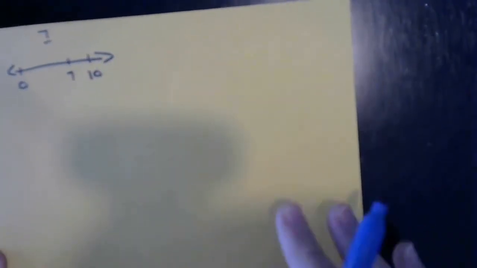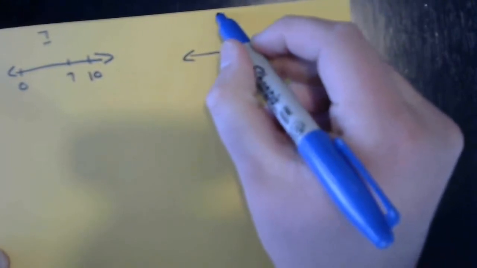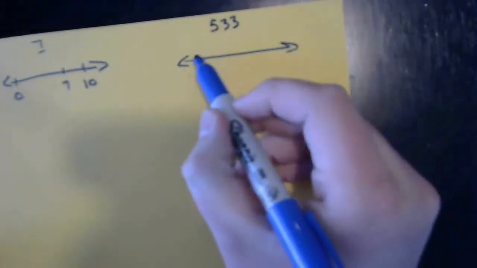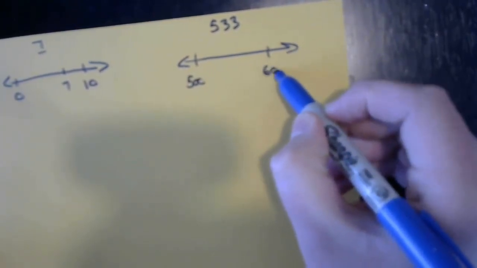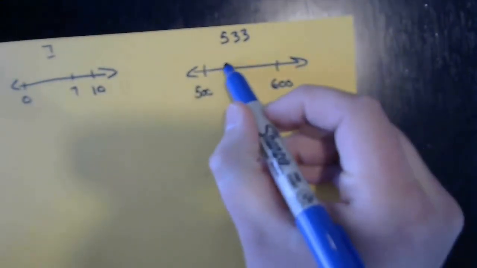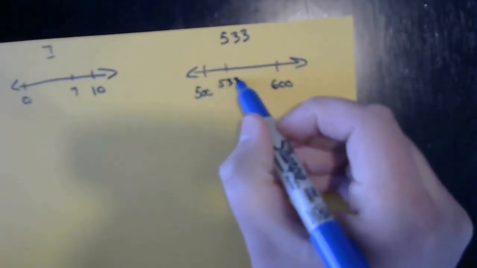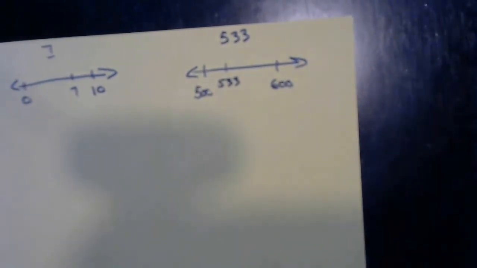So let's say that we had the number 533. We want to ask if that number is closer to 500 or whether that number is closer to 600. And so when we think about that number on a number line, we know that 533 is closer to 500 than to 600. So we can say that 533 rounded to the nearest hundred is 500.